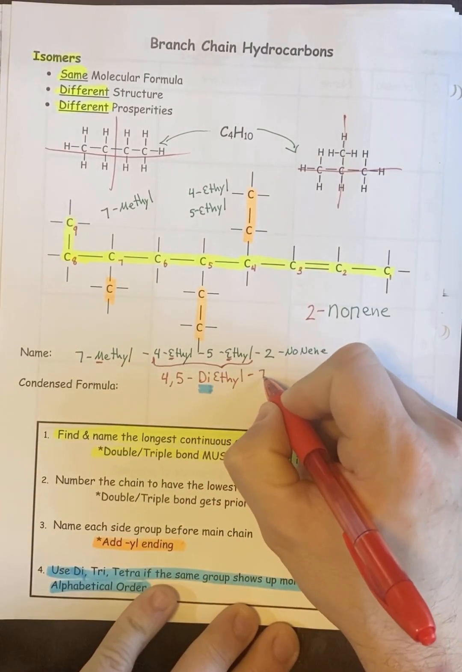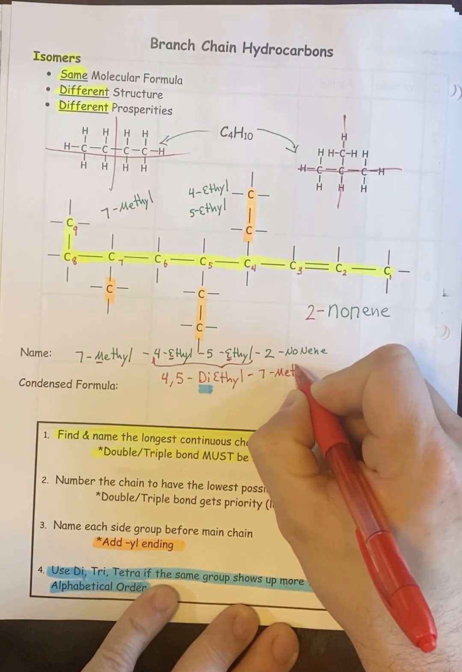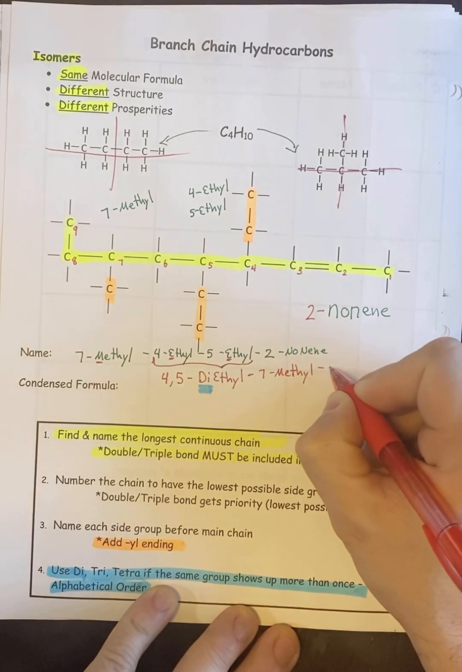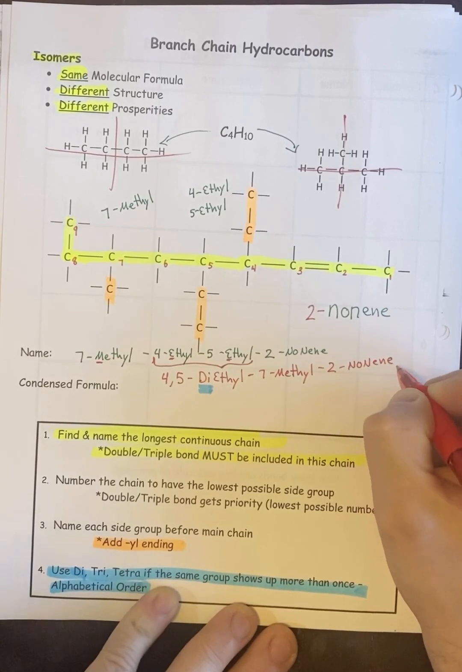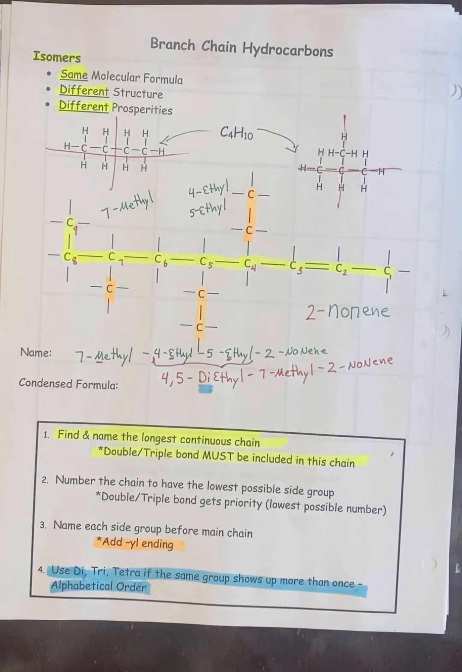And then the next part would be 7-methyl-2-nonene. And that's the full name. All right. So that's how you name hydrocarbons. This one was a harder one. I wanted to start with a hard one.